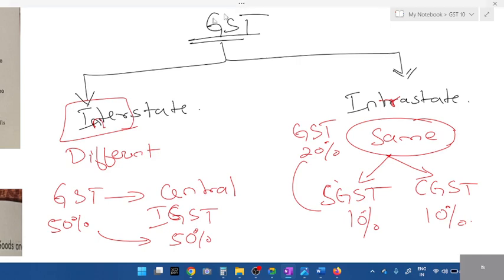Now I'll tell you how to remember different and same state. For different, can you see ER and ER given? Remember like this: different, inter, different. You can make a note. Just split this into two parts. What do you mean by different state? You manufacture in Karnataka, you're selling it in another state. That's it.